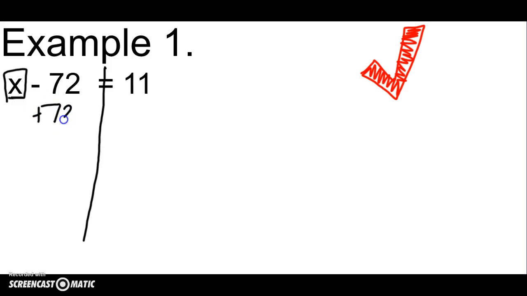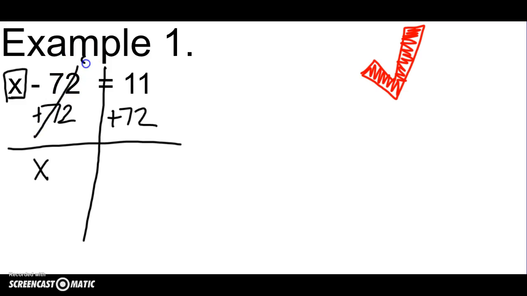But like our golden rule states, what I do to one side, I must do to the other. So if I add 72 to the left, I'm going to have to add 72 to the right. When I do that, I'll still have x on the left-hand side. My minus 72 and positive 72 are going to cancel out to be 0, so we don't really have to write that here. I'm going to bring down my equal sign, and then I'm going to add 72 and 11 to get 83. So far, it looks like my x equals 83.